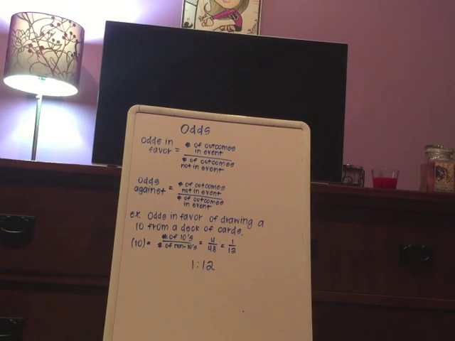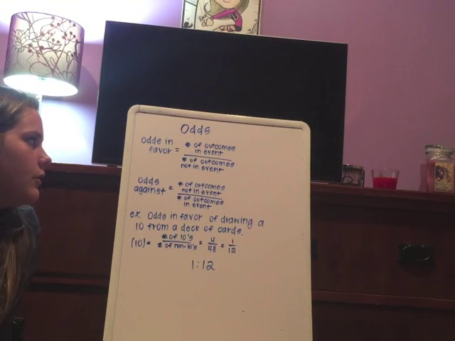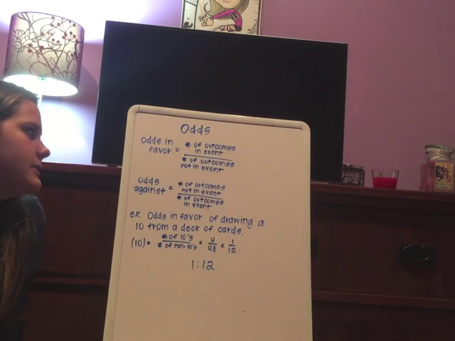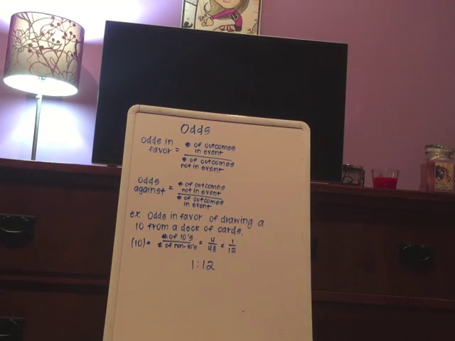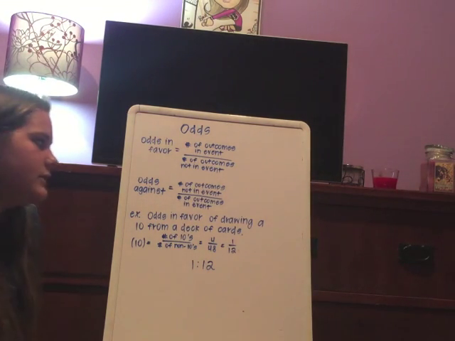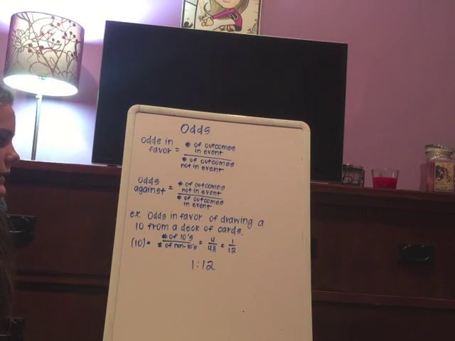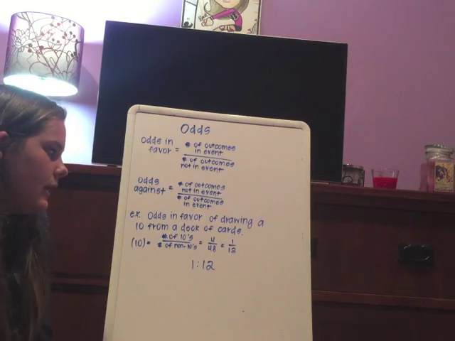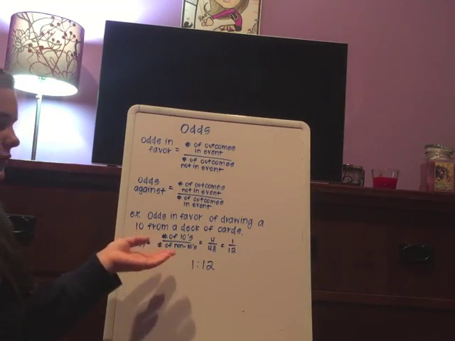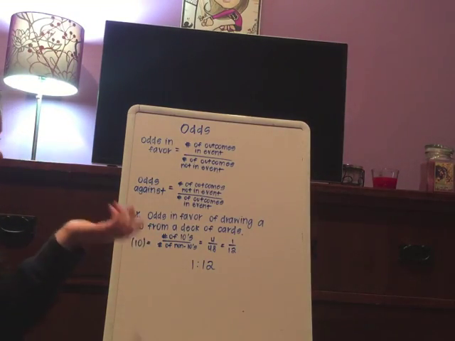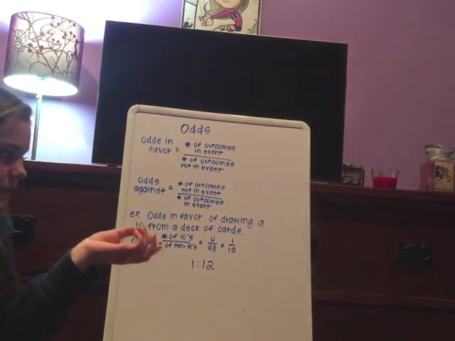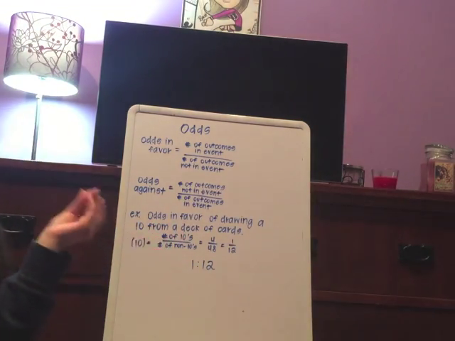Odds in favor is the number of outcomes in an event over the number of outcomes not in the event, and the odds against is the number of outcomes not in the event over the outcomes in the event. An example is the odds in favor of drawing a 10 from a deck of cards, which would be the number of 10s over the number of non-10s. Since there are 52 cards in a deck and 4 of them are 10s, you subtract 4, so it'd be 48 instead of 52. And the answer is 1 to 12.